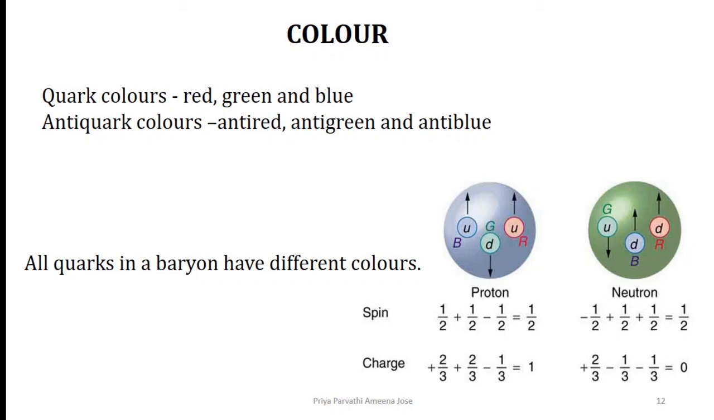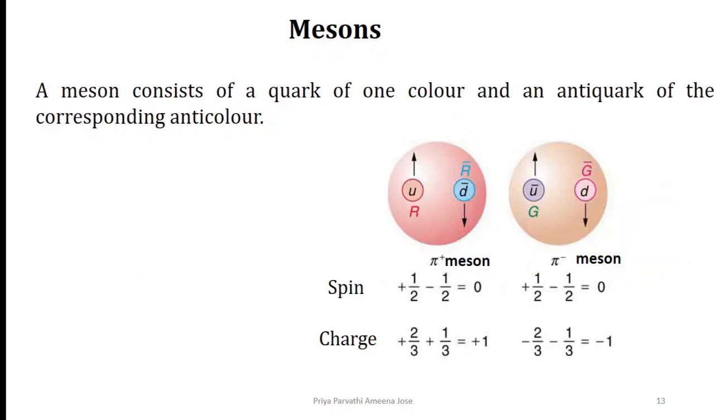According to the color hypothesis, all 3 quarks in a baryon have different colors, which satisfies the exclusion principle. Similarly, an antibaryon consists of an anti-red, anti-green and an anti-blue quark. This slide explains the color associated with quarks in nucleons. A meson consists of a quark of one color and an antiquark of the corresponding anti-color. This has the effect of cancelling out the color, and we say mesons are colorless.